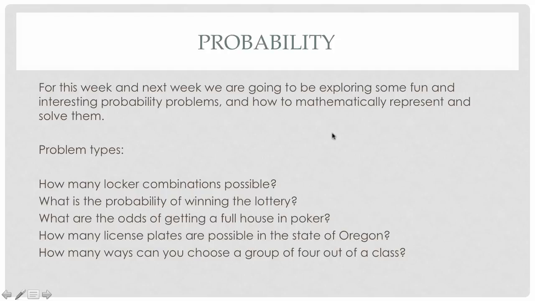We're going to spend 2 weeks looking at some fun and interesting probability problems and how to represent and solve them. So the kind of problems that we're going to potentially be able to look at throughout this week and next week are: how many locker combinations are possible for a school? What is the probability of winning the lottery? What are the odds of getting a full house in poker? How many license plates are possible in the state of Oregon? And in how many ways can you choose a group of 4 out of a class?